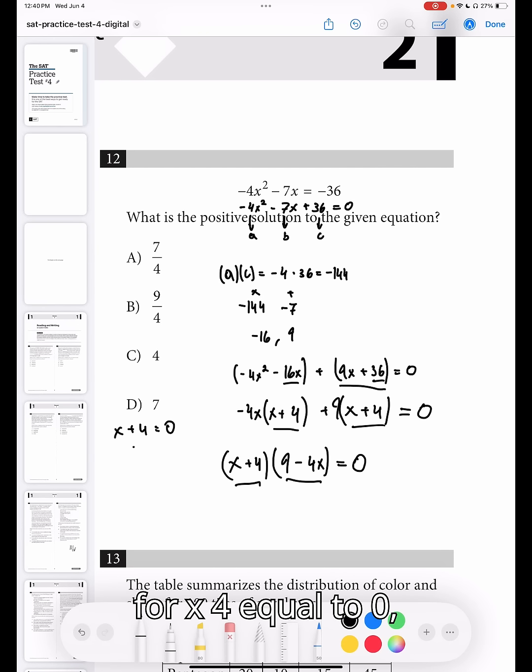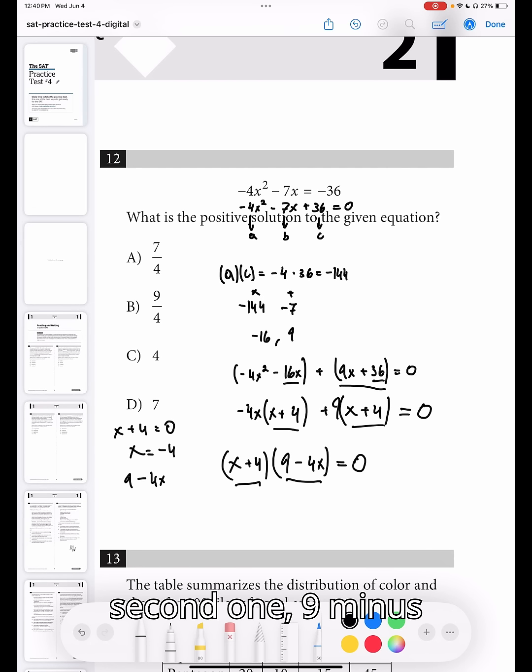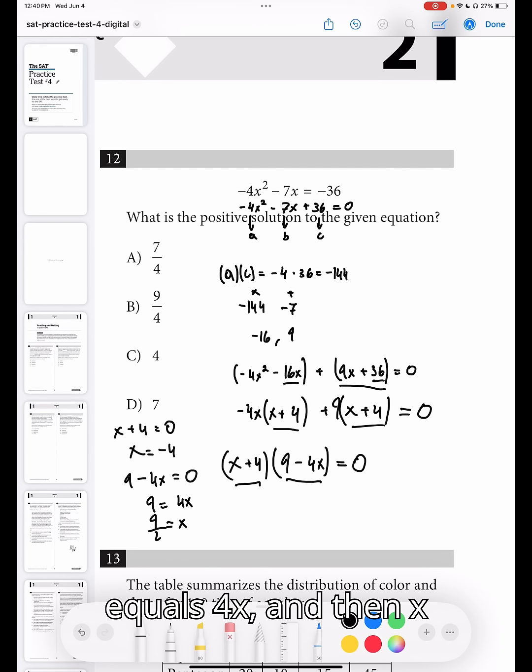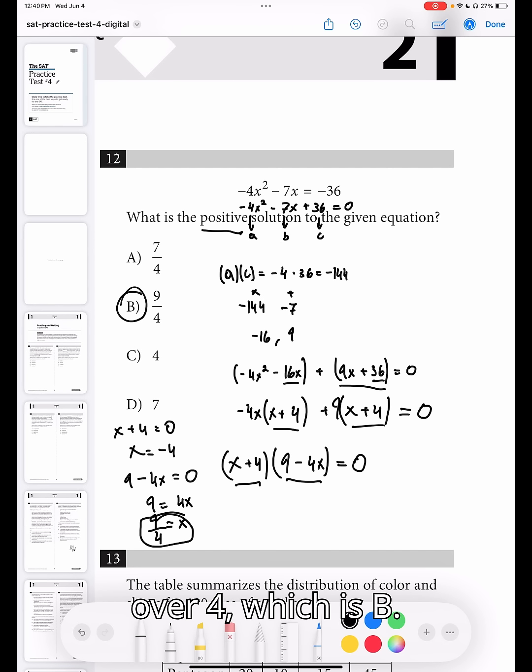So for x plus 4 equal to 0, simply x has to be negative 4. For the second one, 9 minus 4x is equal to 0. We can rewrite it as 9 equals 4x, and then x must be 9 over 4. This answer, negative 4, is not needed because it's asking for the positive solution. So the only answer we care about here is 9 over 4, which is B.